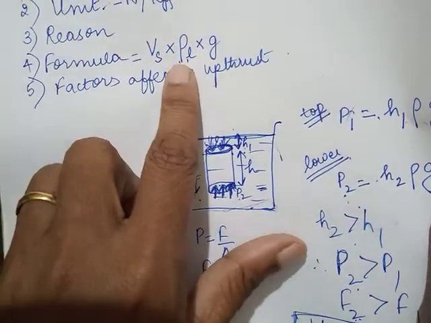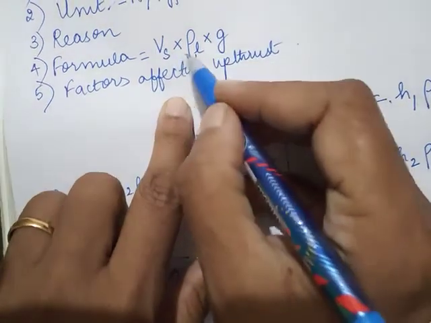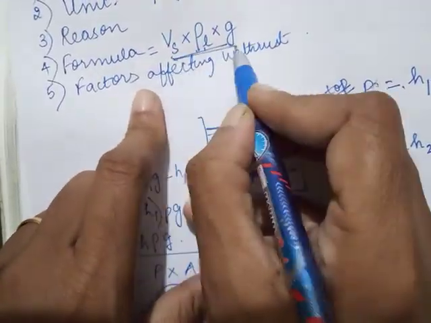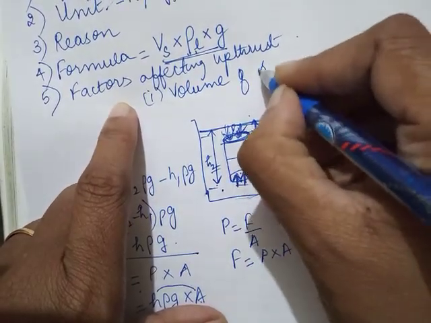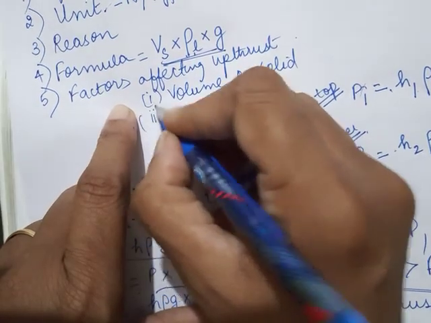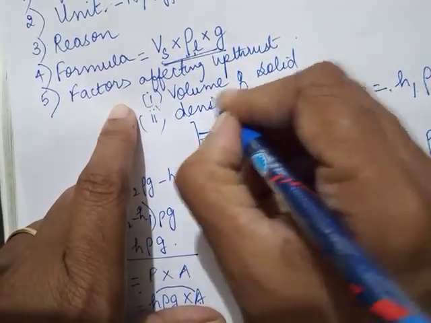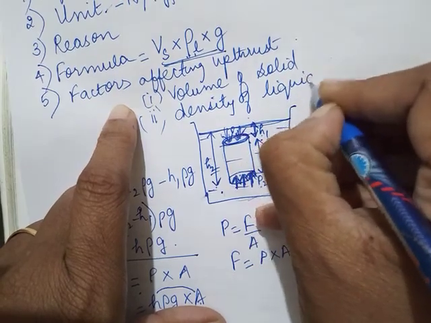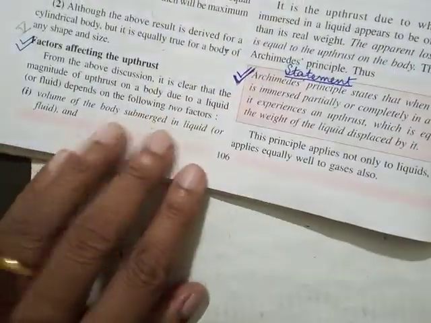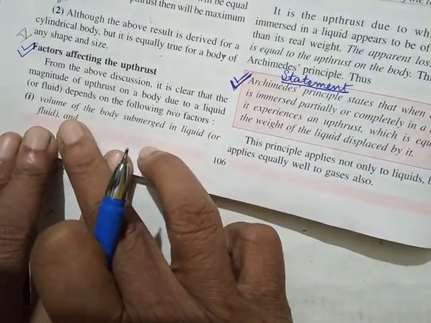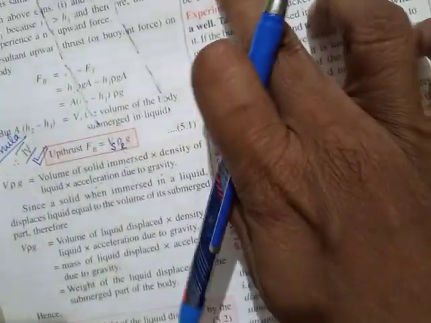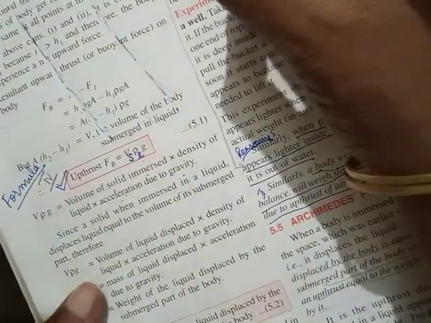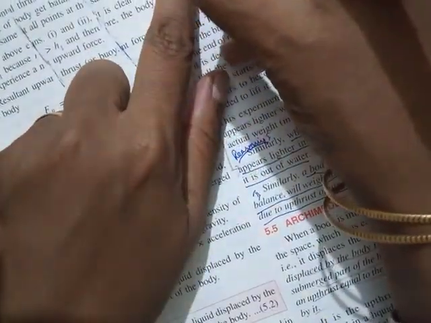After the formula, it leads to the factors affecting it. Once you know the formula, you can decide about the factors affecting. What are the factors? Volume of solid and density of liquid. So here comes the conclusion: upthrust depends on two factors, the volume of the body submerged and the density of the liquid, and both are directly proportional.